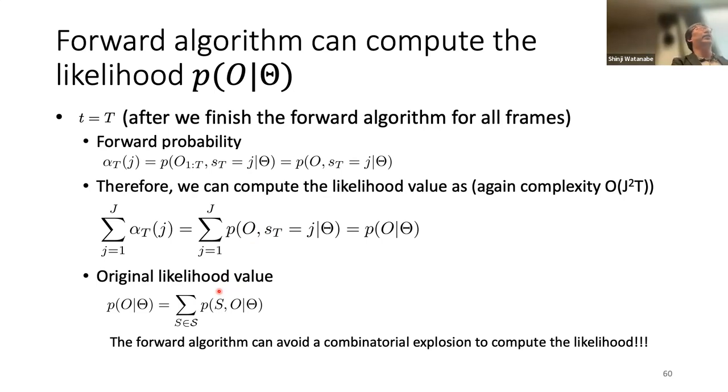This is also a forward computation. It is at most linear in time. So we can compute the likelihood linearly in terms of the time. So this is the forward algorithm. Any questions?